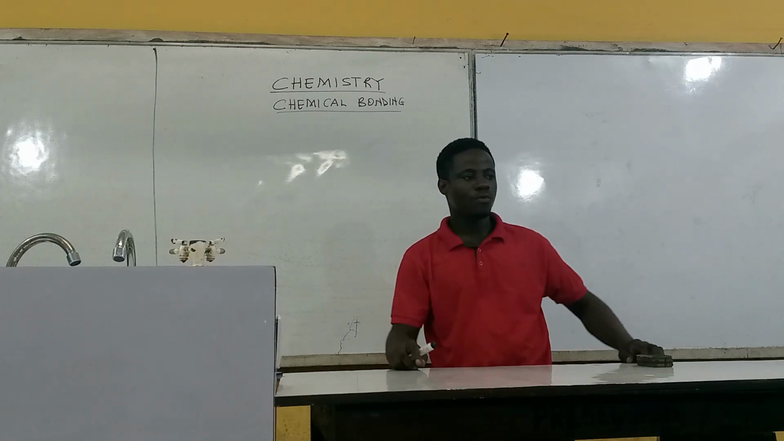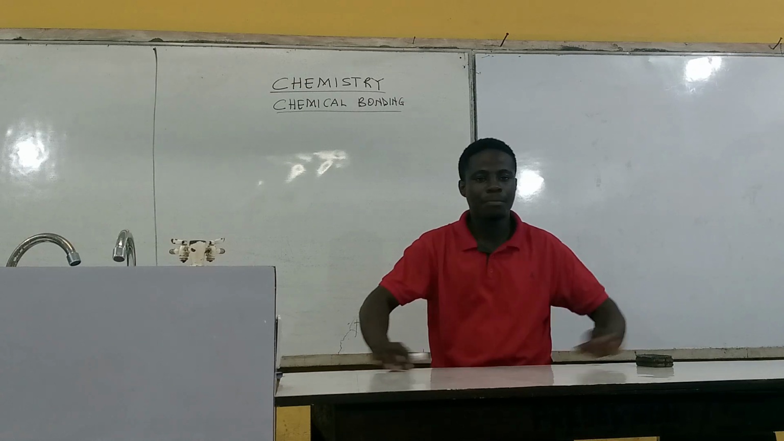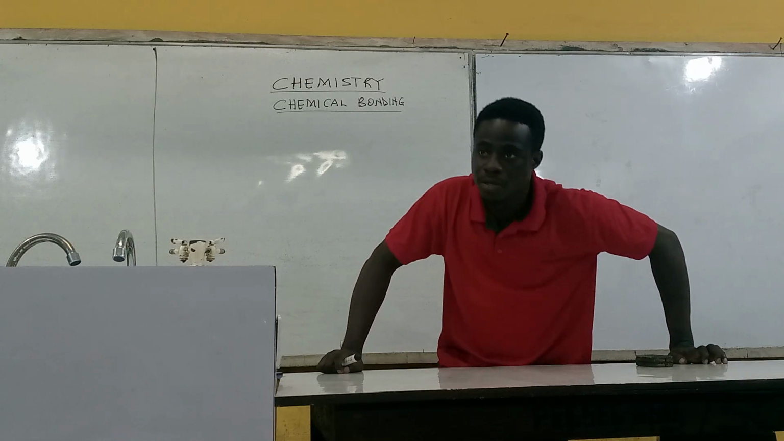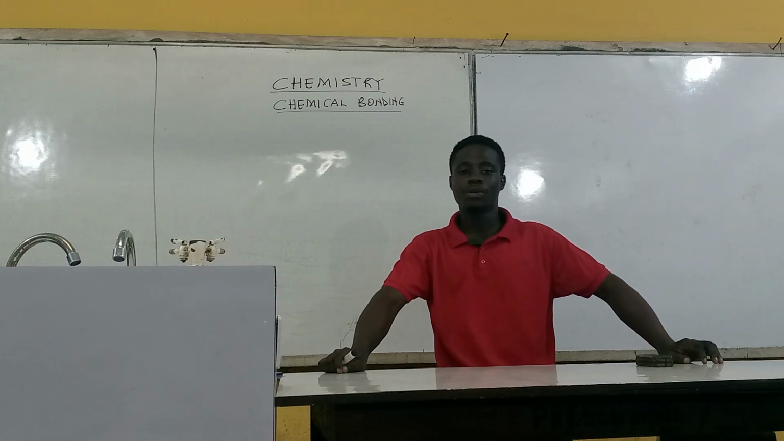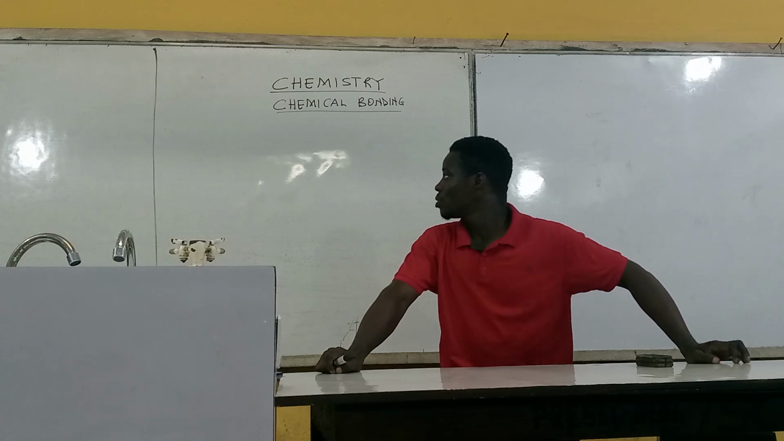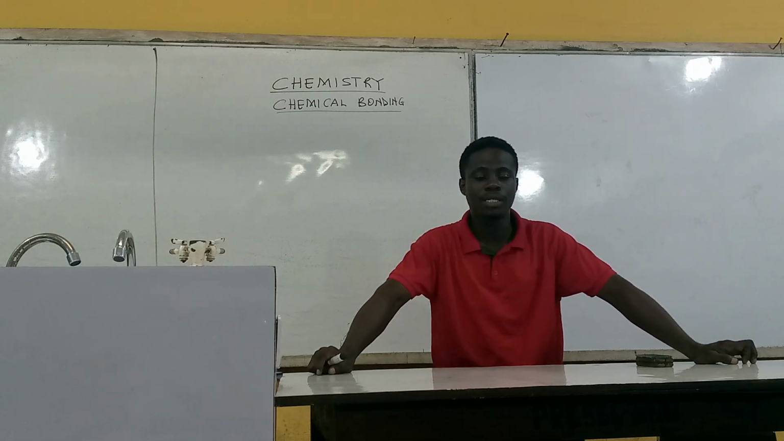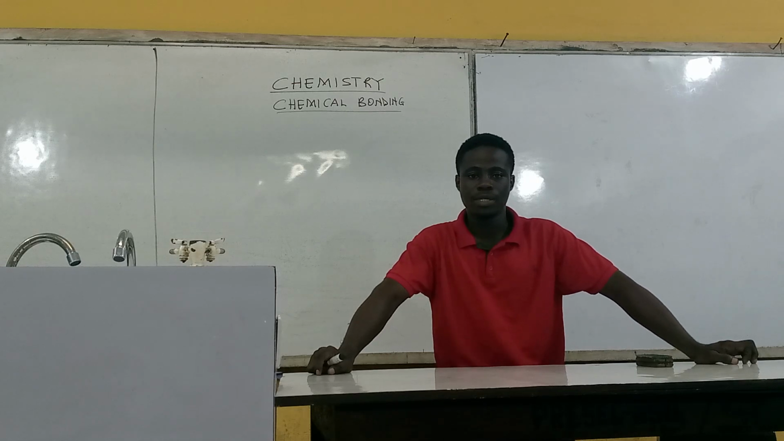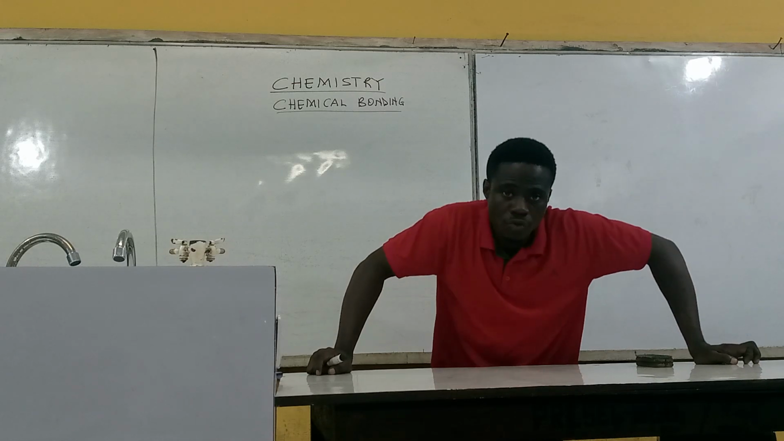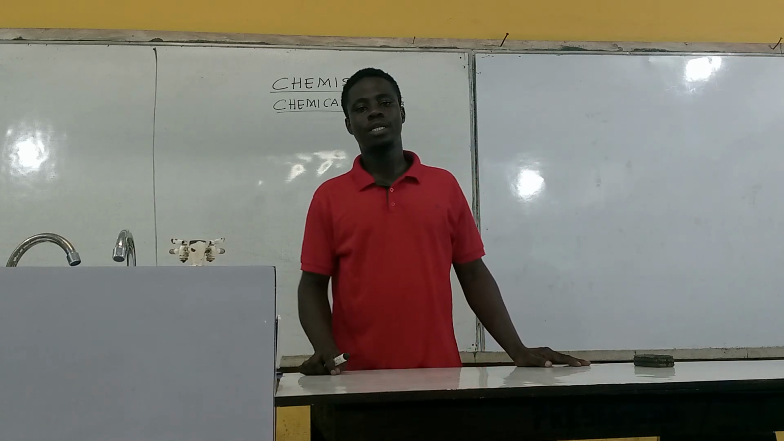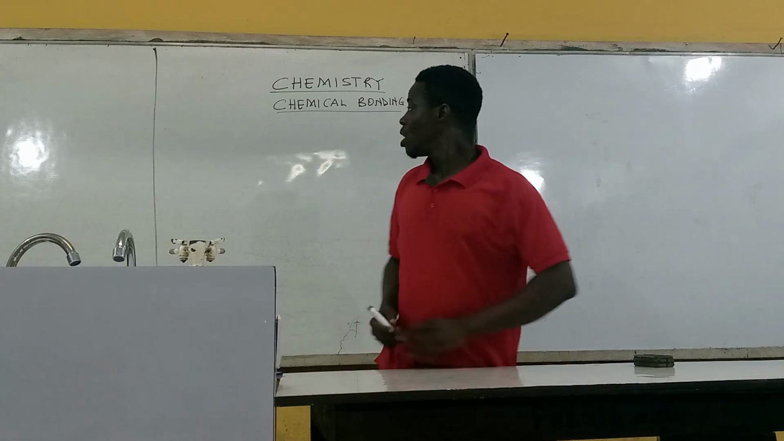We are going to continue with our lesson on chemical bonding. In my previous video, we studied the types of chemical bonds. In this video, we are going to look at a particular type of chemical bond, which is ionic bonds. We started in the previous video, so if you have not watched it, please try to watch it before watching this video. Thank you.